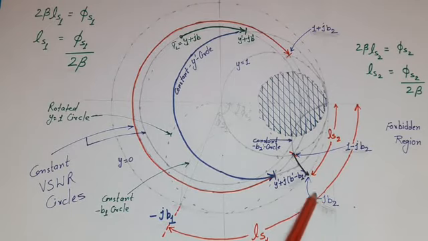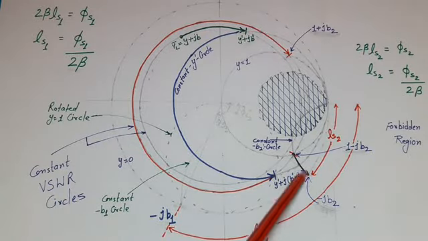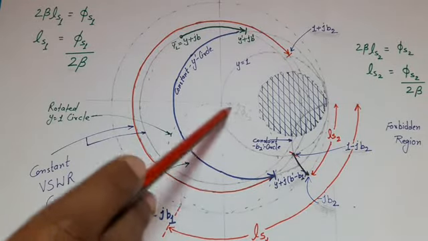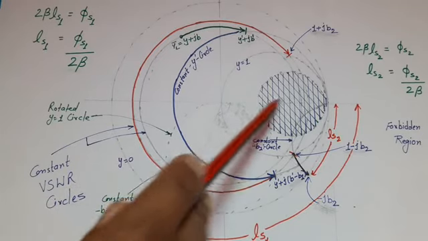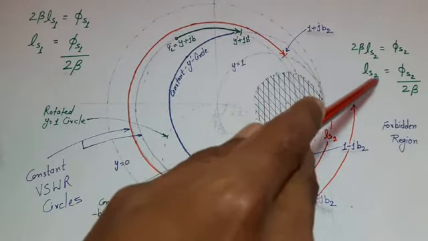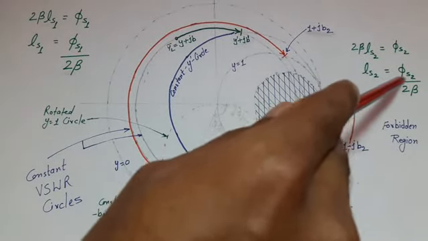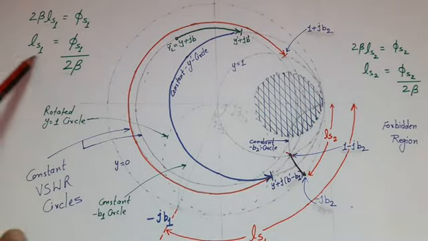Now what would be the length of the second short circuit stub? For this, draw a constant VSWR circle for the short circuit point. So this circle itself would be the constant VSWR circle. Now measure the angle from short circuit to minus jb2. Suppose this angle is phi s2. Now we will equate this angle phi s2 with 2 beta ls2, and in this way ls2 will be equal to phi s2 divided by 2 beta. So now we have calculated both lengths, that is ls1 and ls2.